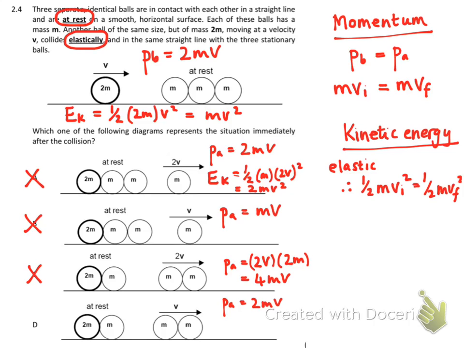So it looks like D is the best option. Let's just check the kinetic energy here. It's 1/2, the mass is 2m, the velocity is v squared, and if we multiply that, we get mv squared, and that's equal to the kinetic energy before, and so D is our correct answer.